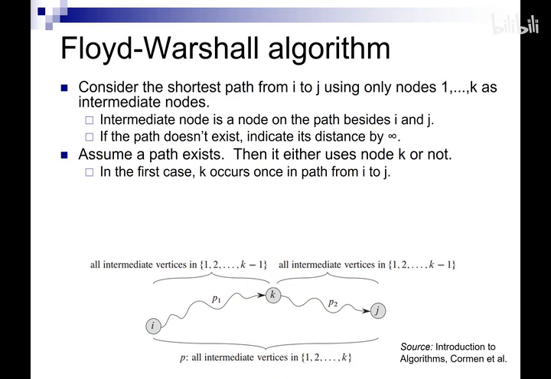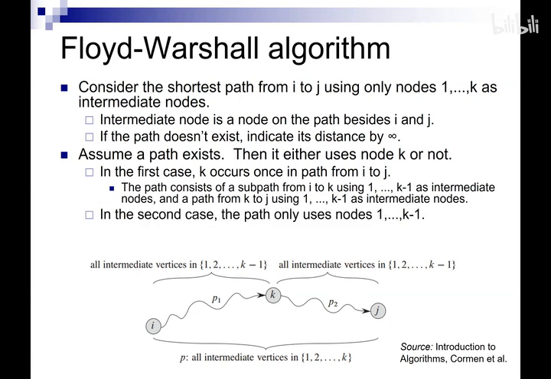And so that means that when you go from I to K, the only intermediate nodes you can use are 1 up to K minus 1. Likewise, when you go from K to J, you cannot have another copy of K in the middle of this. Therefore, the only intermediate nodes you can use are from 1 to K minus 1 again.